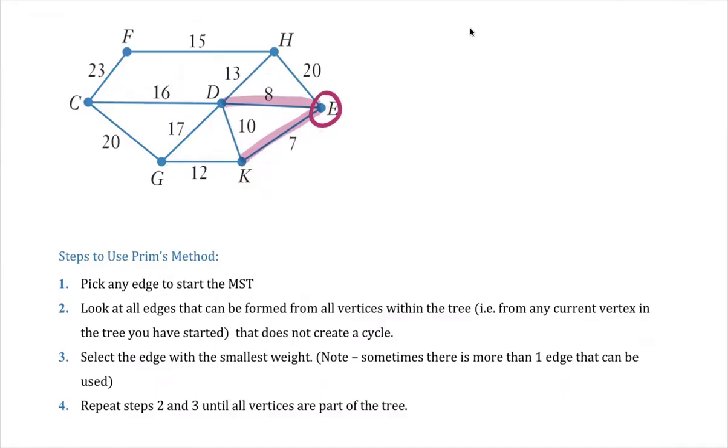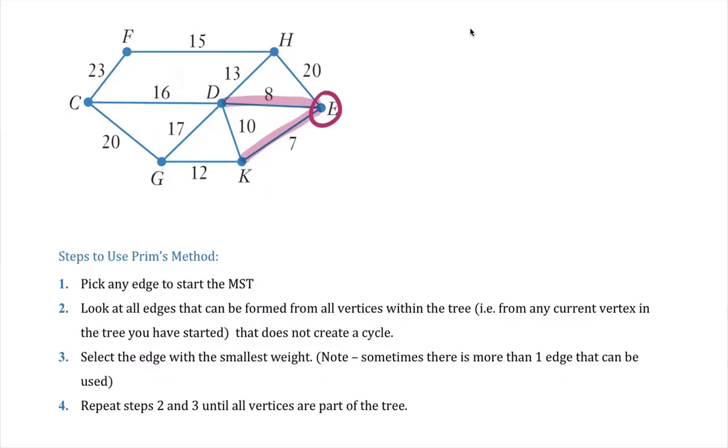From each of our vertices now, we want to pick the edge with the smallest weight that doesn't form a cycle. We look at 20 that could connect from E. From D, we have 13, 16, 17, and 10. From D we can connect to H with a weight of 13, to C with 16, to G with 17, and to K with 10. However, while 10 is our lowest weight, we don't want to use it because you can see here that we form a cycle. We don't want to create a cycle. That's really important.